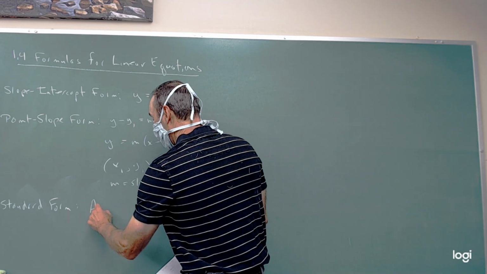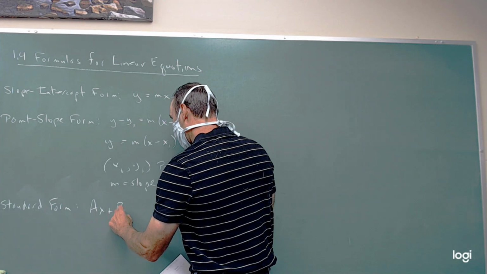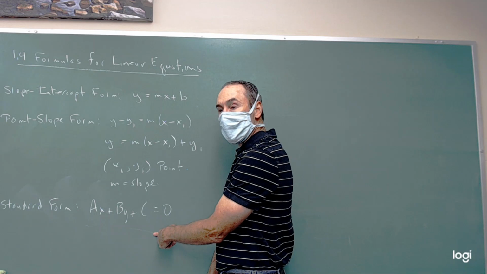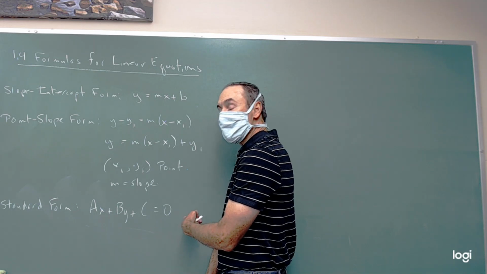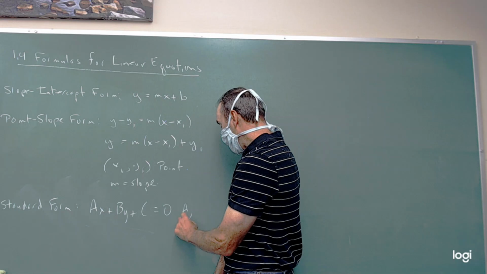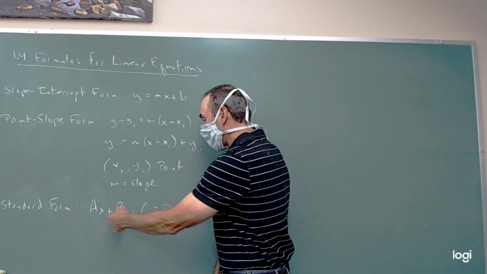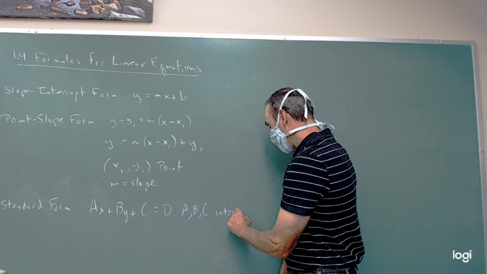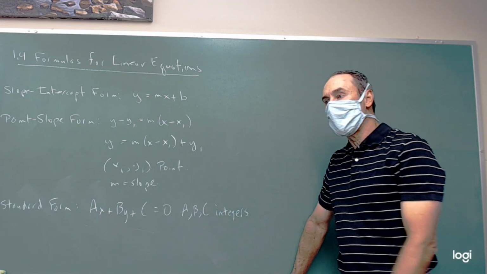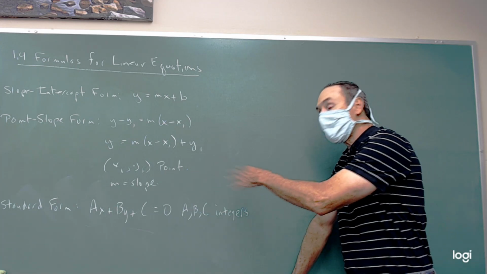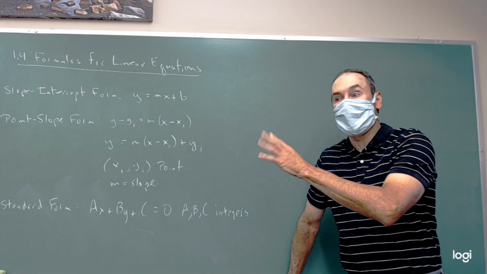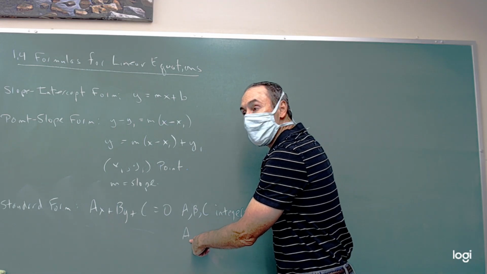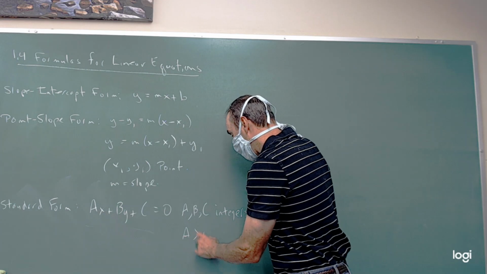But what we are going to go with is we want ax plus by plus c equals 0. So we're going to put everything on one side of the equal sign and 0 on the other. That's going to be our standard form. And the a, the b, and the c, so these coefficients that you see here, are all going to be integers. That is, there's no fractions, no decimals allowed. And so if there are fractions or decimals, you're going to have to multiply through to clear them. And also that the leading coefficient, the coefficient of x, has to be positive.